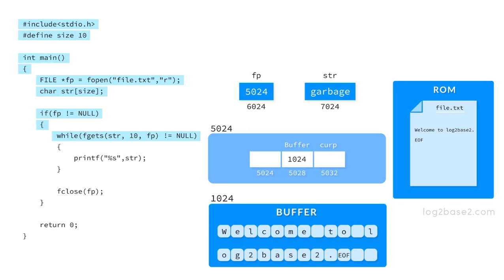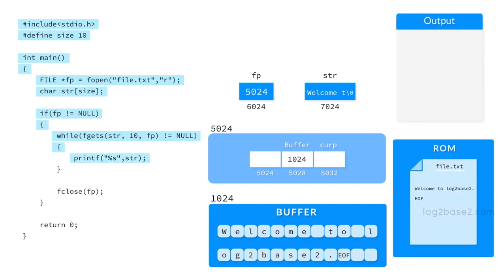So first, the string of size 10, welcome space t, will be read and printed. In the next iteration, the next string of size 10, o space log2 bas, will be read and printed. In the next iteration, e2 dot will be read and printed. Now we can close the file.